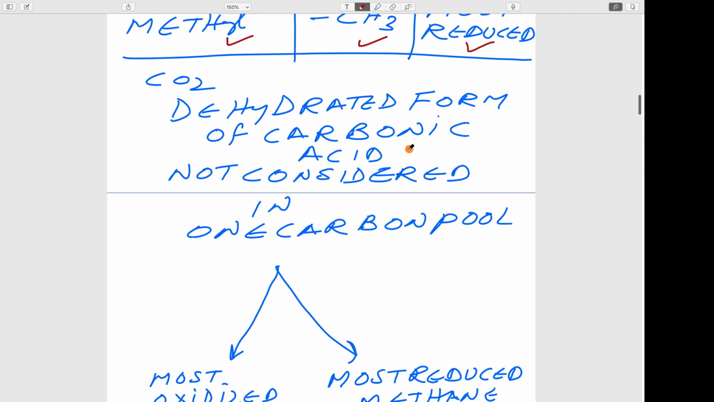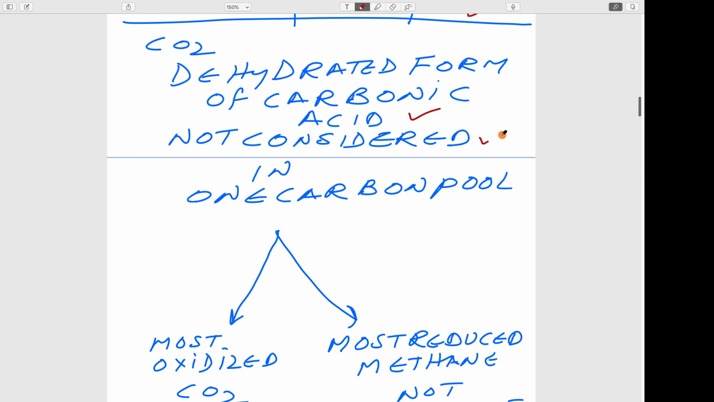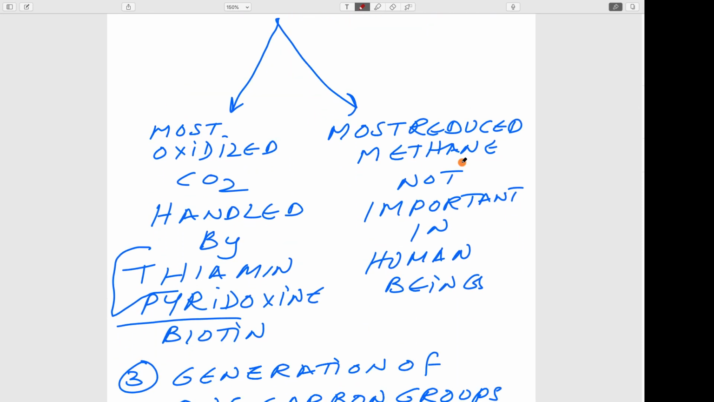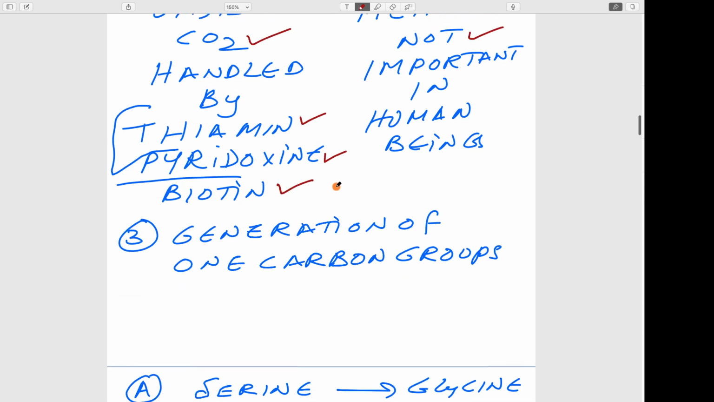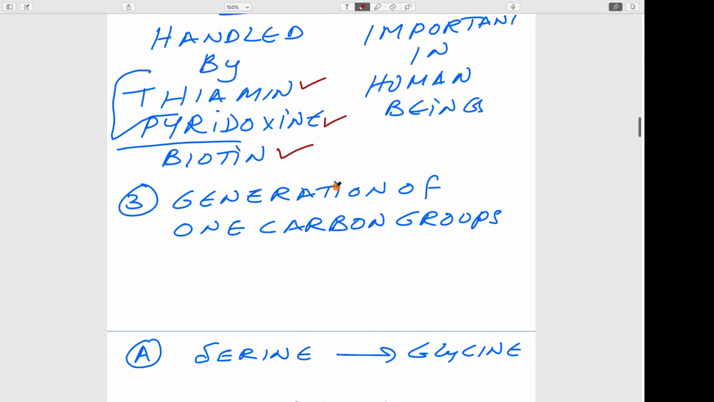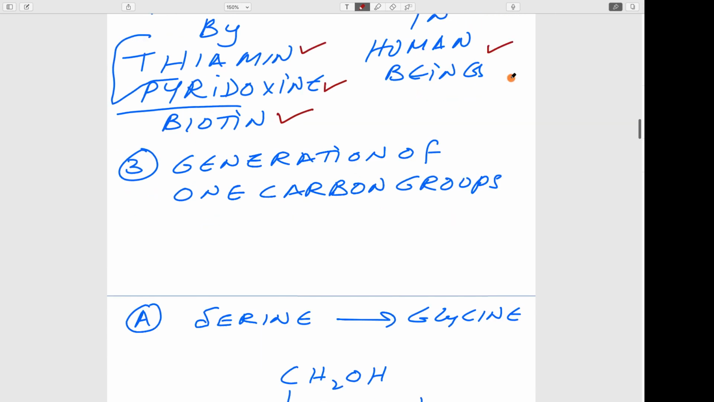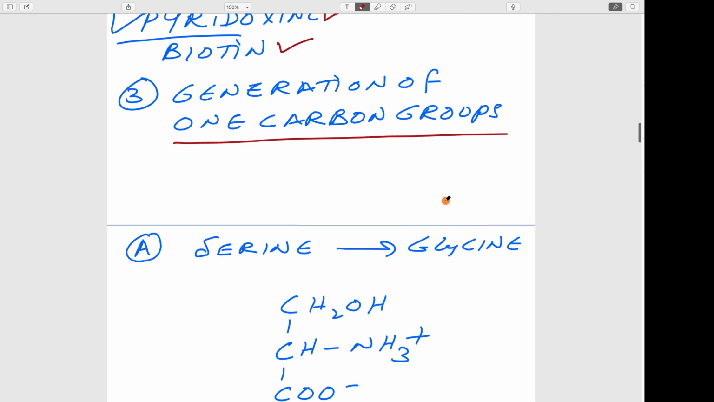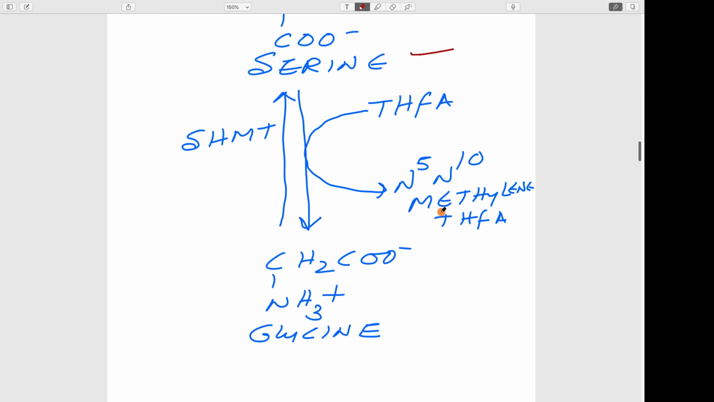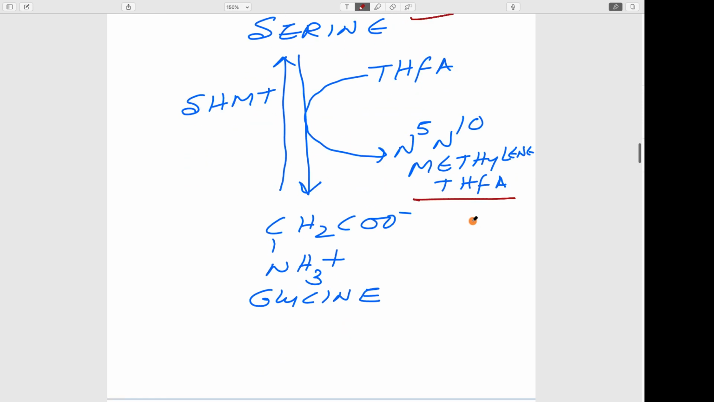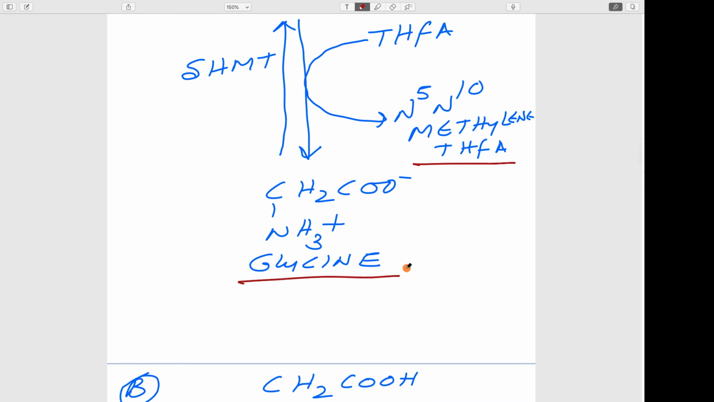CO2 is the dehydrated form of carbonic acid, not considered in the 1-carbon pool. We have placed the most oxidized CO2 and the most reduced, that is methane. The most oxidized CO2 is dealt with by the coenzyme pyridoxine in carbohydrate and amino acid metabolism, and biotin in the carbon dioxide fixation reactions. Methane is not important in human beings. Then we talked about how the 1-carbon groups are generated. Serine to glycine, where the transfer of the methylene group takes place, THFA leads to N5, N10 methylene THFA, leading to formation of glycine.